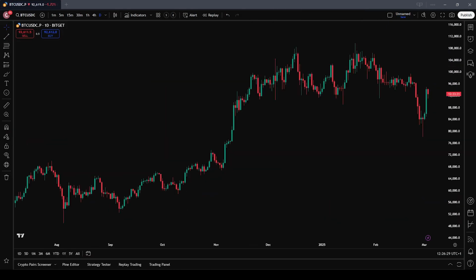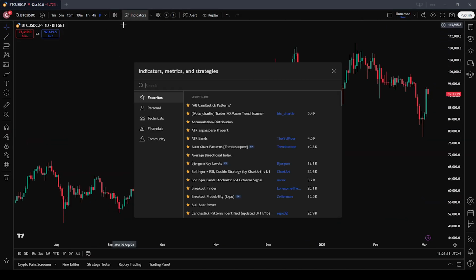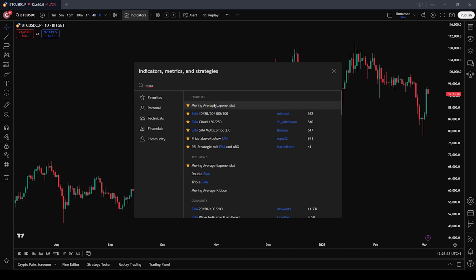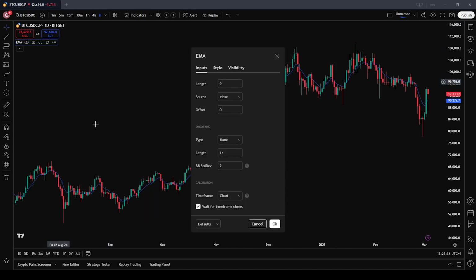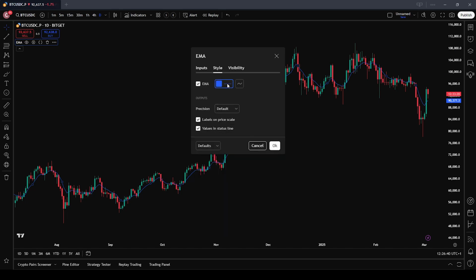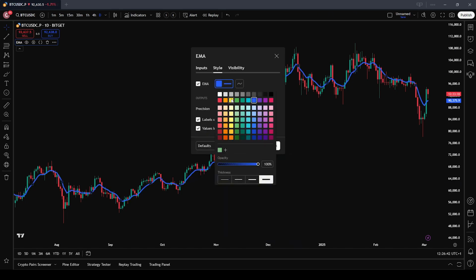So let's get started. First, we click on indicators. Then we type in EMA and click on moving average exponential. Then we go to settings, make the moving average a little thicker and change it to a color of our choice. Change the length to 200.